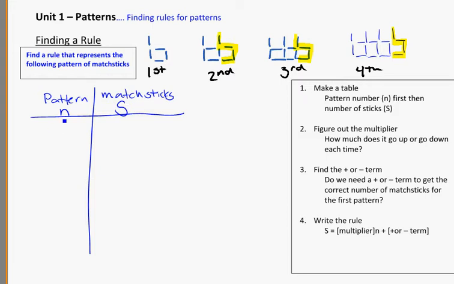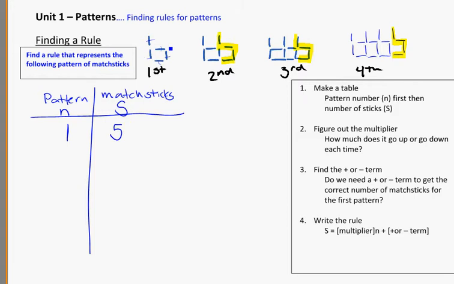And we're going to use these n and s to just help us come up with a rule, and we'll talk a little bit about what it means to have a letter instead of a number written down. But the first thing that we can do is actually fill in the table. So for the first pattern, pattern number 1, how many matchsticks did we need? 1, 2, 3, 4, 5 of them.